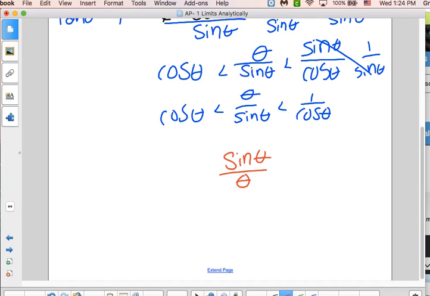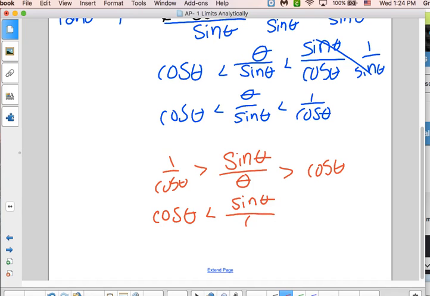Moving on. When you reciprocate 1 over cosine, what do you get? Cosine. When you reciprocate cosine, 1 over cosine. And since we're reciprocating, what happens to our sines? They flip. For some reason, that makes me nervous, so I always rewrite it. You don't need to. You do you. So that inequality also holds true.